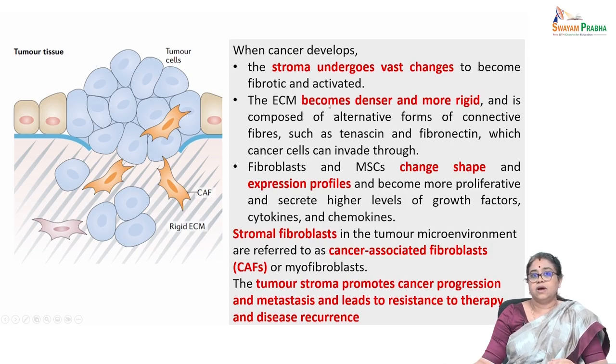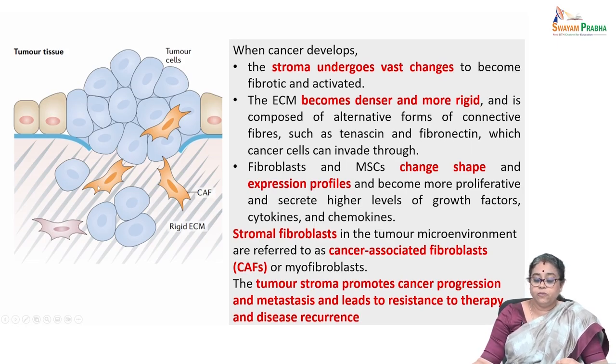So the extracellular matrix becomes denser and more rigid, and it is composed of alternative forms of connective tissues like tenascin and fibronectin. These are some of the connective tissue proteins that will be coming up, and this will help the cancer cells to invade through the stroma.